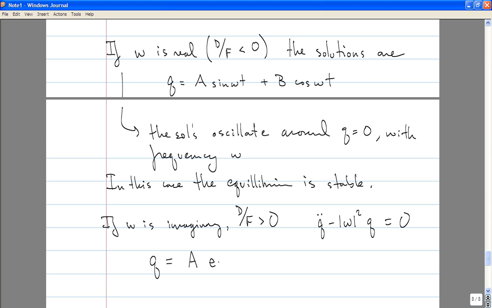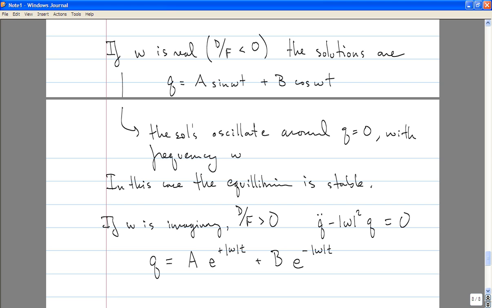Sorry, that's a plus, not a t. Wow, my pluses look exactly like t's. E to the plus the absolute value of omega t, plus another constant times e to the minus absolute value of omega times t. So the solutions are given by exponentials rather than by sines or cosines. Or you could write them as sinches and coches if you so desire.